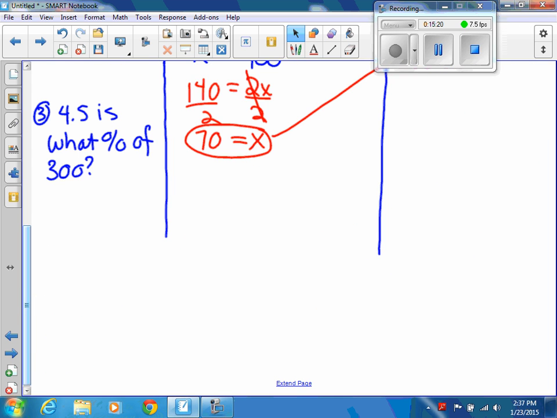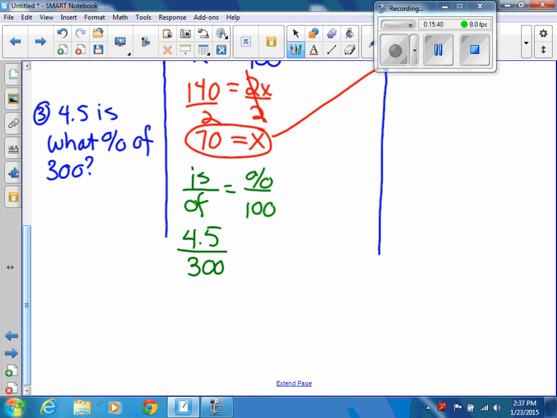All right, let's look at the next one we have. We have 4.5 is what percent of 300? Okay, again, is over of is equal to percent over 100. So 4.5 is, that's going to be at the top. Of is 300. Percent, ooh, I don't know that one. That's going to be my x finally. Okay, here we go. We're going to multiply. 300 times x gives me 300x. And 4.5 times 100 gives me 450. Divide both sides now by 300.